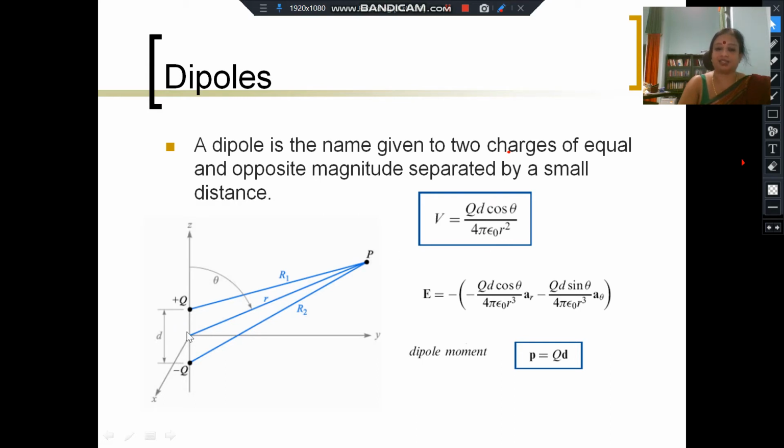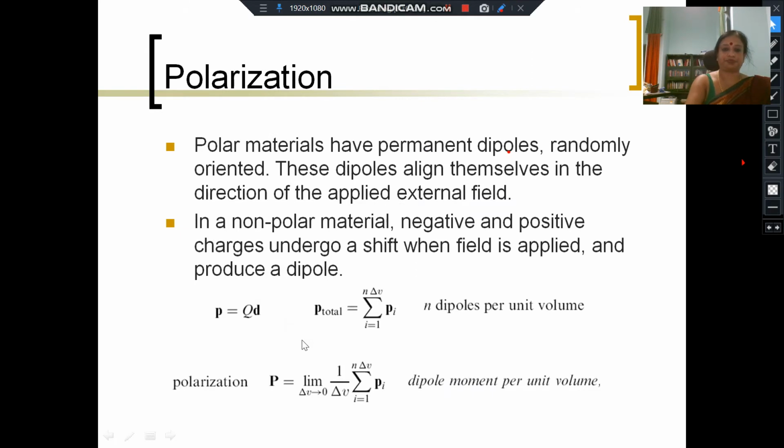R is the distance of the center of the dipole to the point P, and epsilon naught is the permittivity of free space. Therefore, the potential is proportional to the dipole moment and inversely proportional to the square of the distance from the point. E can, of course, be calculated as minus Qd cos theta by 4 pi epsilon naught r cube in the a_r direction, minus Qd sin theta by 4 pi epsilon naught r cube in the a_theta direction. So this is a dipole.